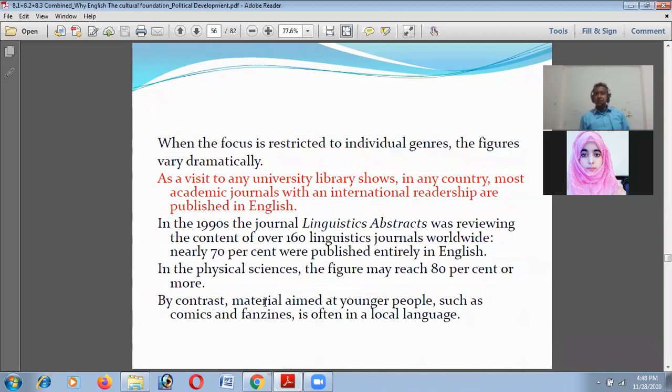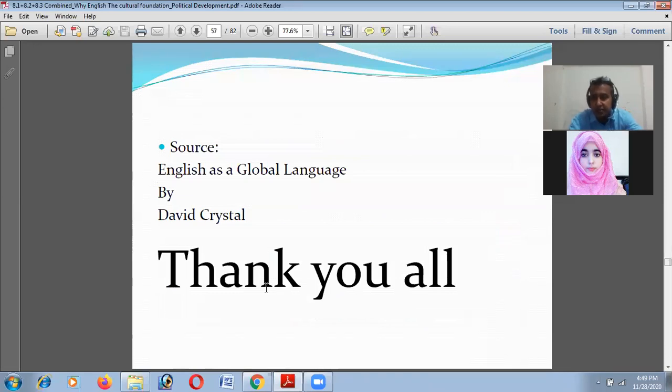As a visit to any university library shows in any country, most academic journals with an international readership are published in English. Academic journal means the research journal. So if you visit a library anywhere in the world, most academic journals are written in the English language. In the physical sciences, the figure may reach 80% or more. So this is the scenario of the English language in press and media.